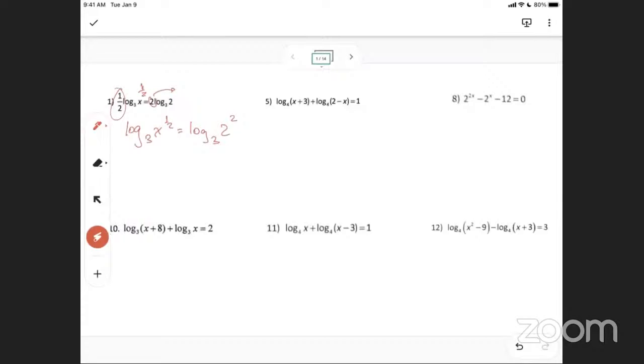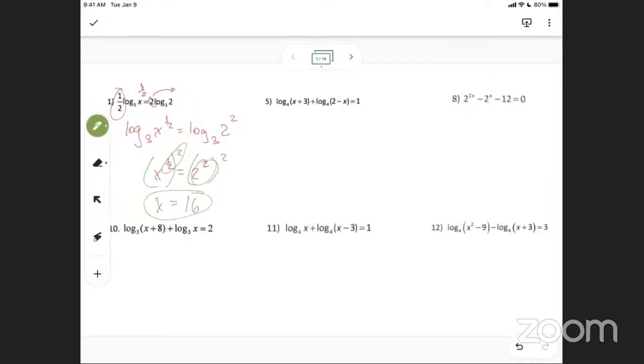Okay. And if that's true, then, well, if the log base 3 of this equals the log base 3 of that, don't this and that equal each other? Yeah. So x to the 1/2 equals 2 squared. And how do I get rid of a 1/2 power? I raise it to the second power. But I got to do that to both sides. Make sense? Yeah. So that just equals 1. So x to the first, or x equals. So this is just 4 squared, which is 16. So 16 is your answer there.